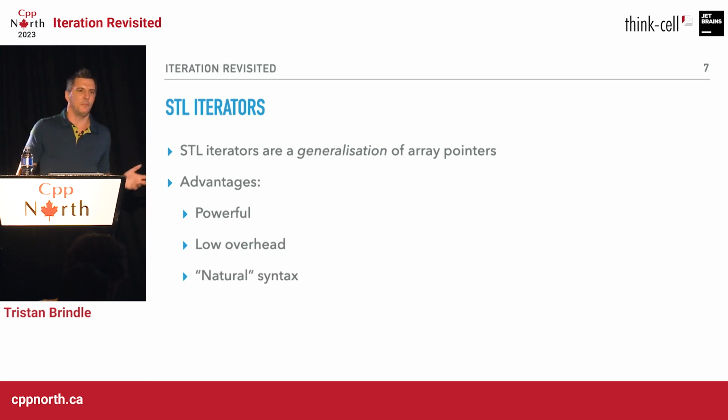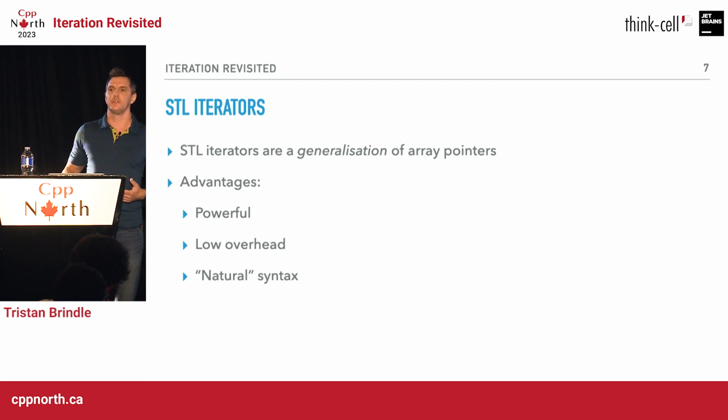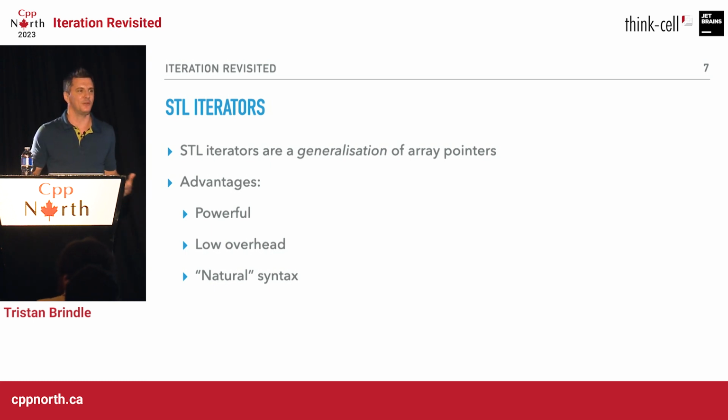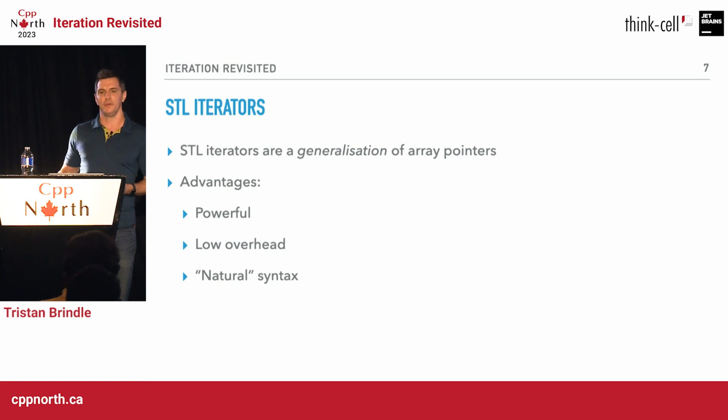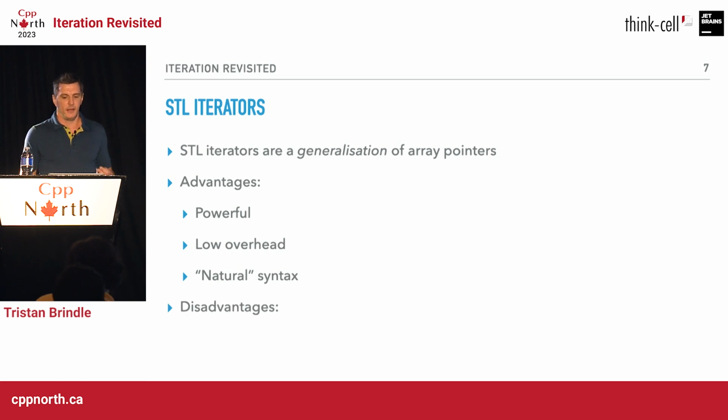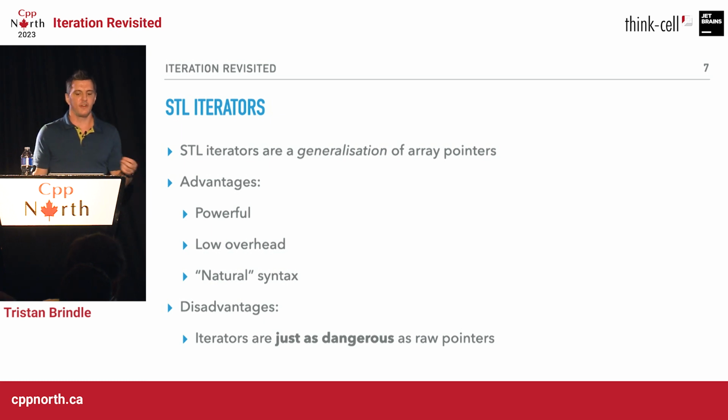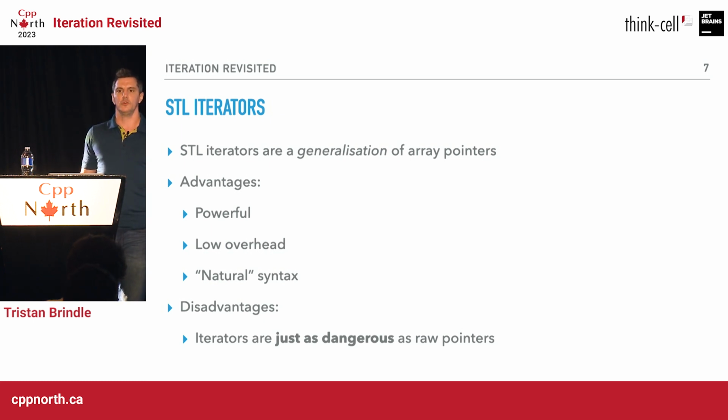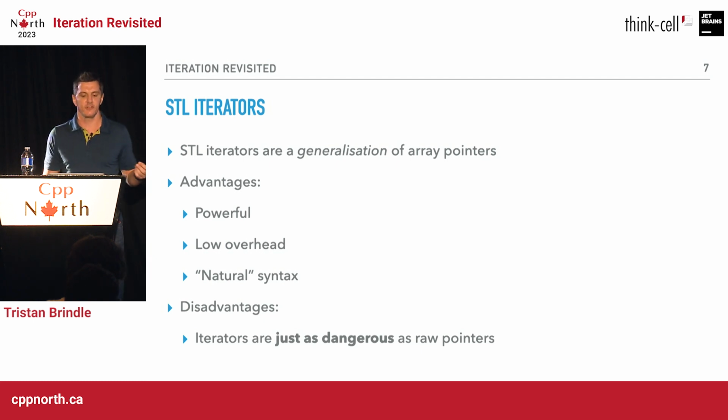Another advantage, and this one's maybe a bit more arguable, is that iterators have a natural syntax. Iterators use the same syntax as built-in pointers do. So if we want to be C++ experts, we have to understand how built-in pointers work. And if we know how built-in pointers work, we know how iterators work. We know what iterators do. So there are a lot of advantages to iterators, but there's a pretty big disadvantage as well. And that is that iterators are just as dangerous as raw pointers. Because they're based on raw pointers, iterators are just as unsafe as raw pointers.